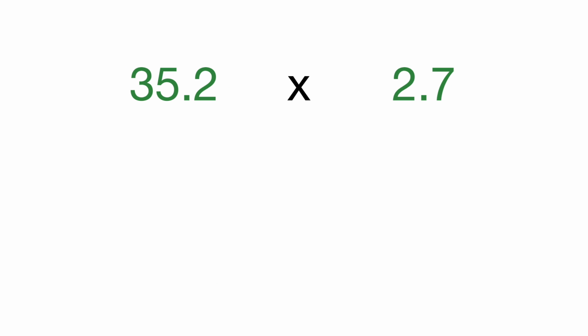And we're going to do 35.2 times 2.7. So I would recommend doing this at first: take the whole numbers and get an idea of a range that it could be in, so you know what to look for.